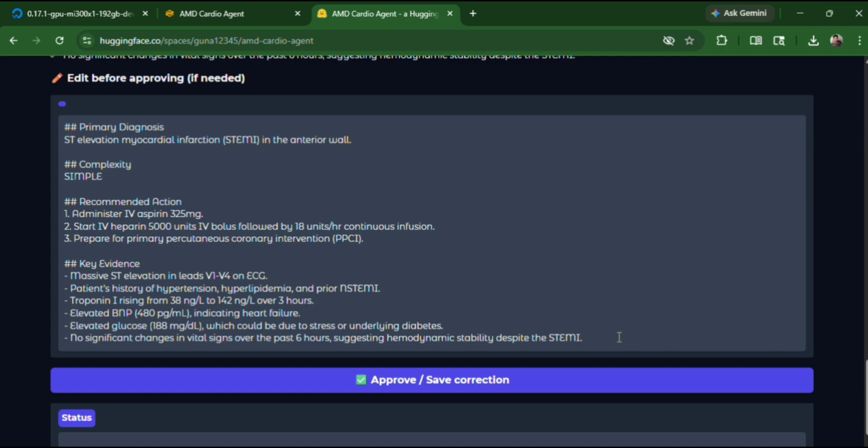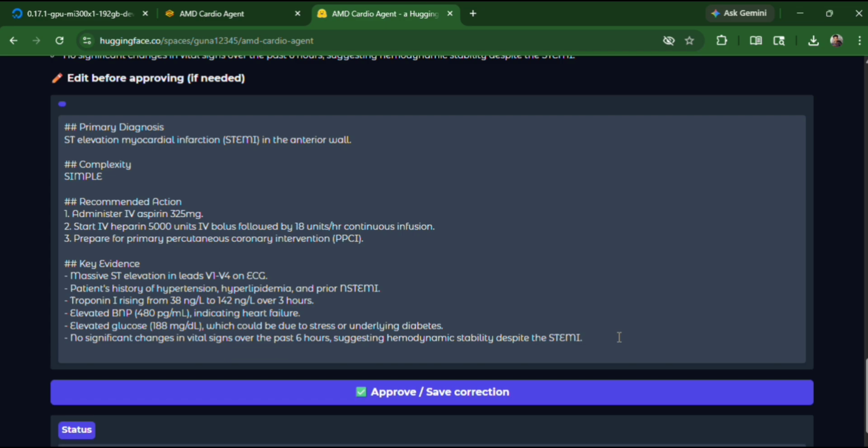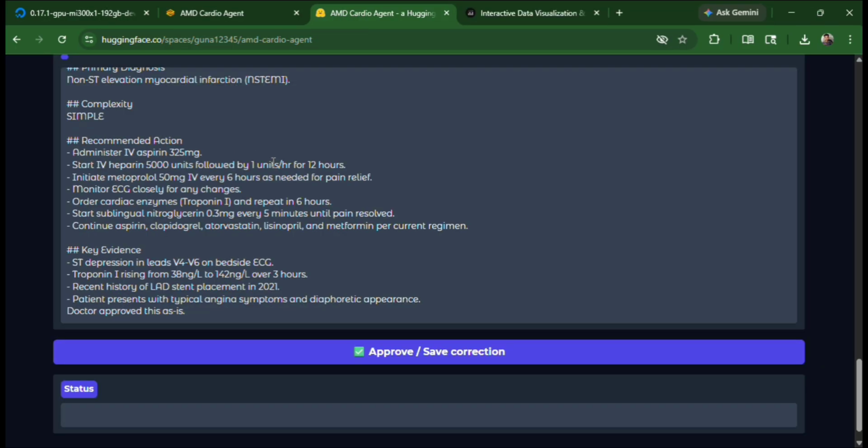The senior doctor doesn't just read the output, they can edit it. Watch here as I add a specific custom correction to the diagnosis. When I hit Approve and Save, this doesn't just update the patient record. It feeds directly into our RAG system.